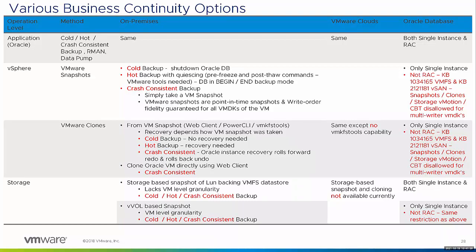Or if you were to use vVol-based snapshots, the best part about vVol is you get VM-level granularity, or even VMDK-level granularity. So with any of the three ways of backup, cold, hot, or crash consistent, you're able to do that with a vVol-based snapshot as well. Again, the issue is you're not able to use that for RAC, even with a vVol-based snapshot. It's the same restriction as above, the multi-writer flag is the issue here. So these are the different business continuity solutions we can have at these three levels: the application level, the VMware vSphere level, whether you're using snapshots or clones, and the storage-based level, whether you're using a LUN-based snapshot or even a vVol-based snapshot.